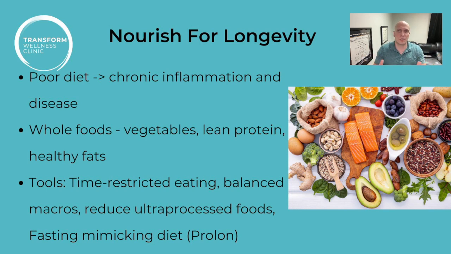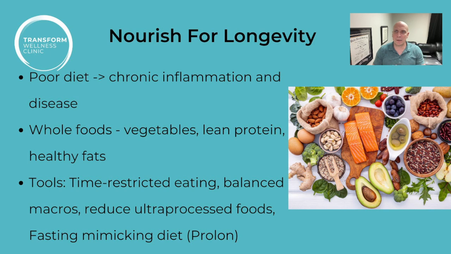Also, we need nutrients to make our hormones. So people think they have low thyroid, but it could be just because they're not getting the proper nutrition to make their thyroid hormone. So what's important? Whole foods, vegetables, fruits, lean proteins, and healthy fats are all important. As far as tools to help, time-restricted eating I'm a huge fan of, having about an 8 to 12 hour window. We want to balance our macros, make sure we're getting enough protein. I aim for about 30 grams of protein a meal if you're eating 3 meals a day. We want to reduce ultra-processed foods and foods that have a high glycemic index.